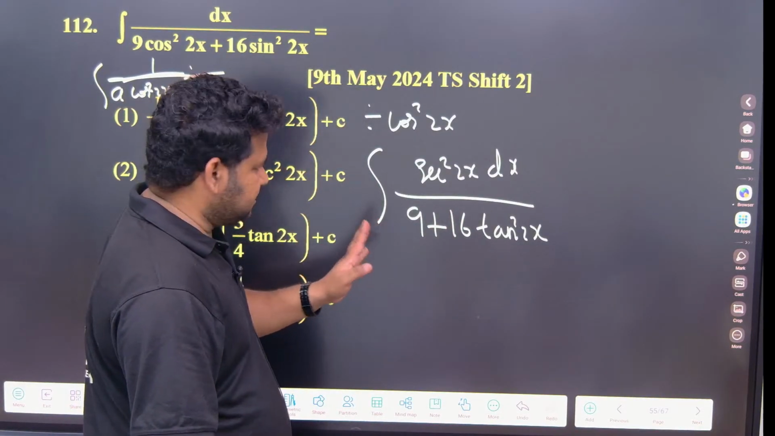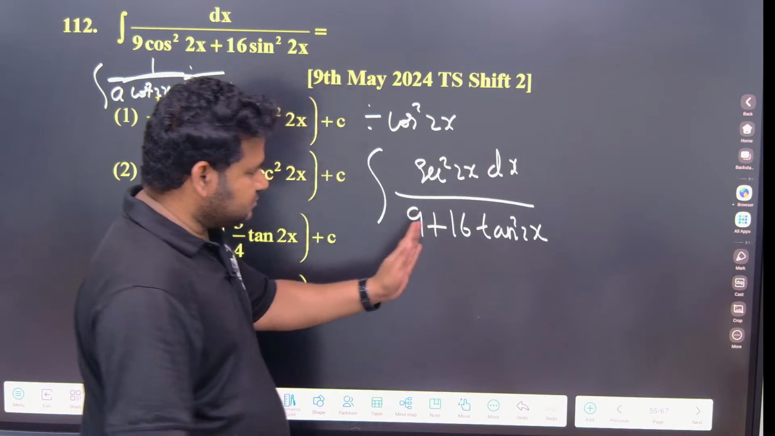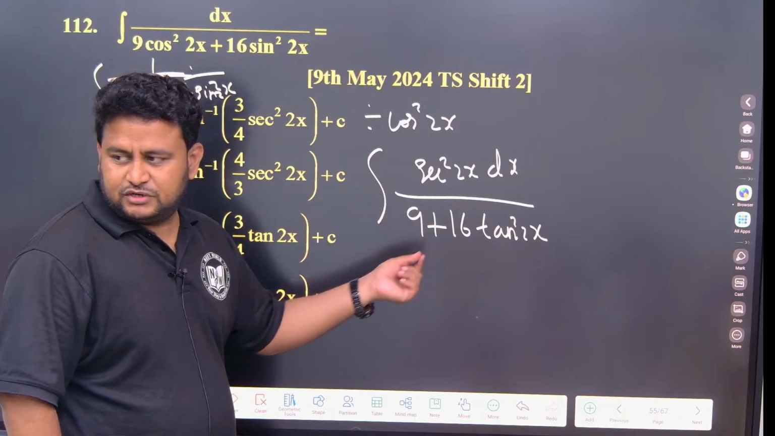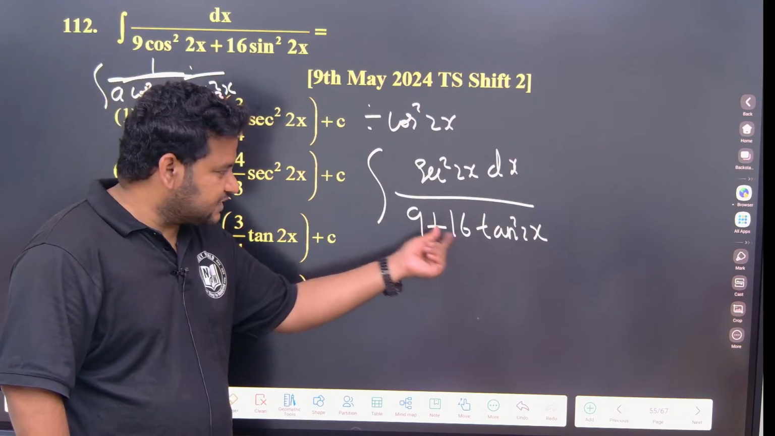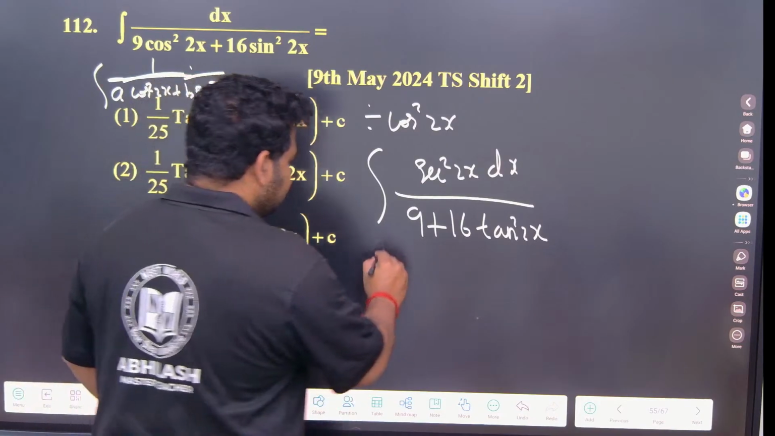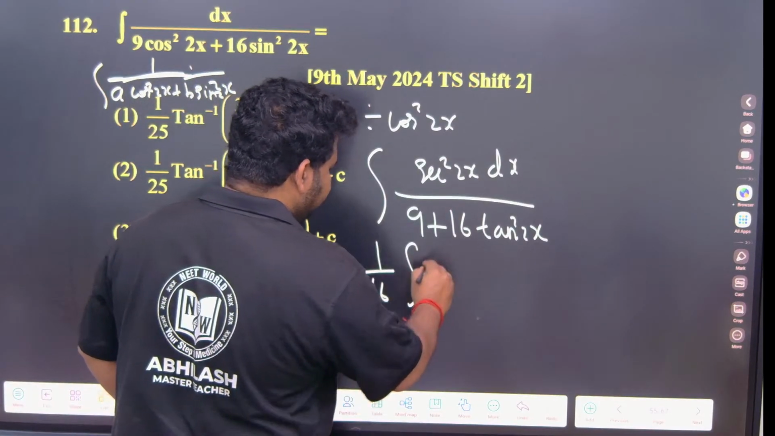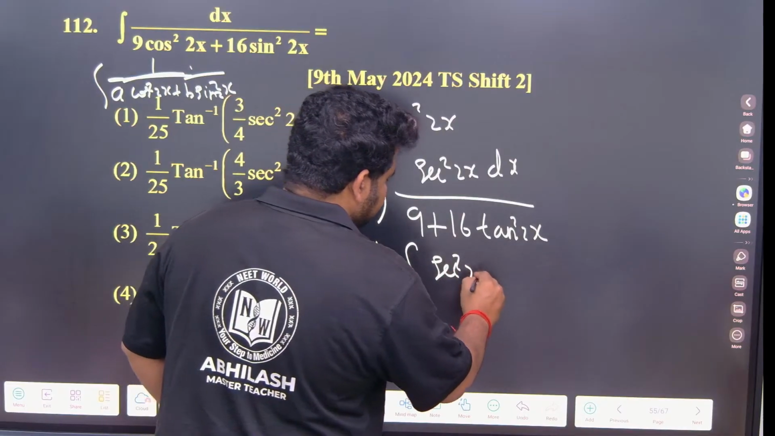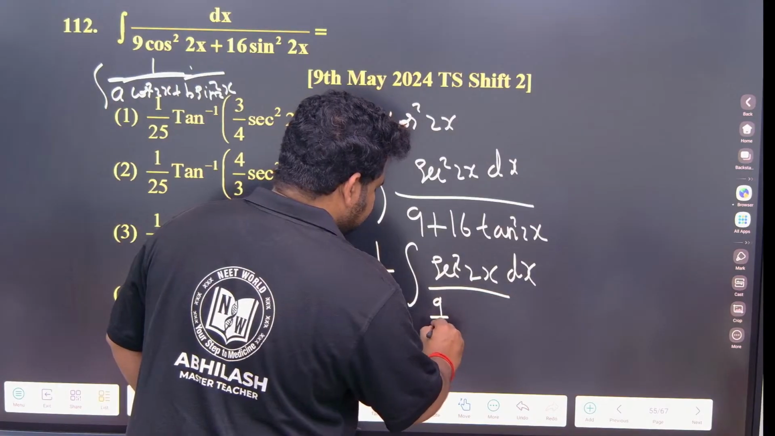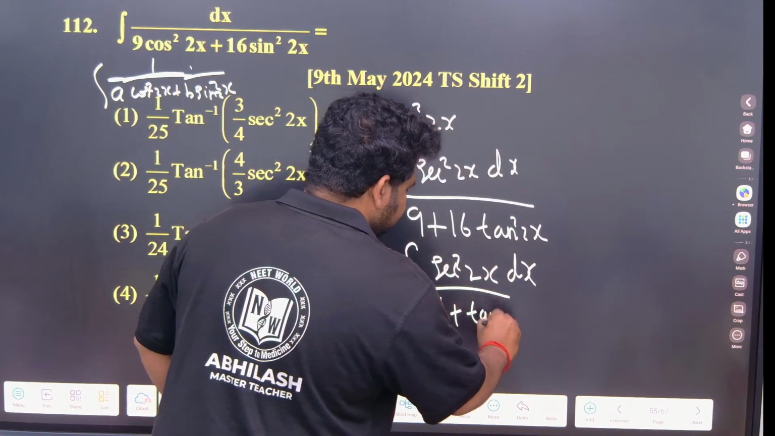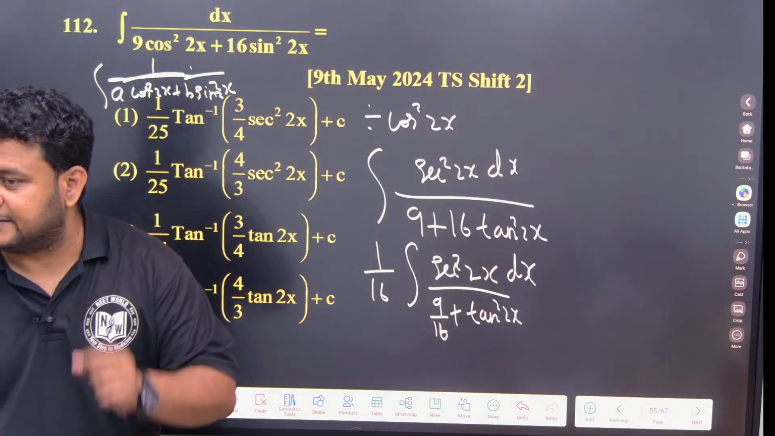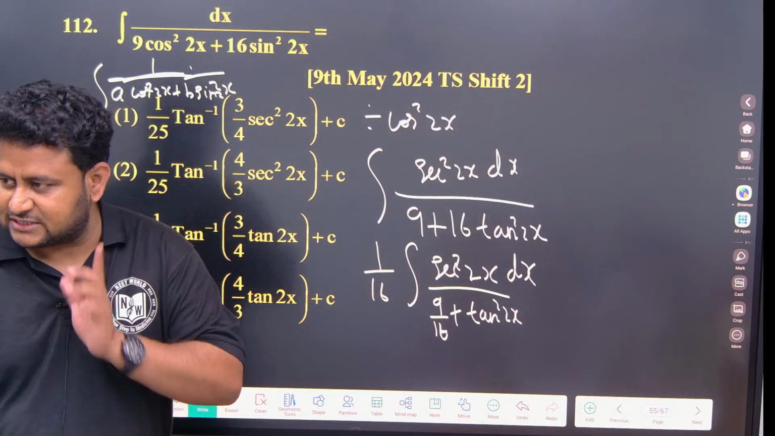Just wait. Now what we should do in this step is take 16 outside. If you are taking 16 outside, here I have to divide by 16. So this will become 1 by 16 into integral of secant square 2x by 9 by 16 plus tan square 2x. Now I should take tan 2x is equal to t.